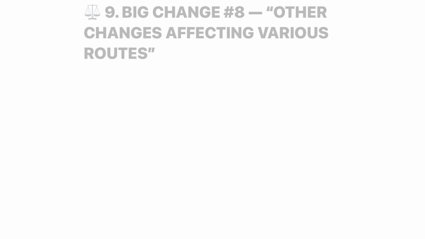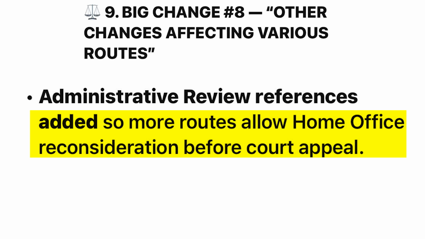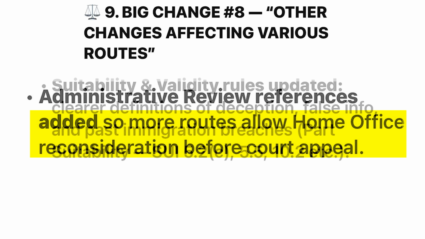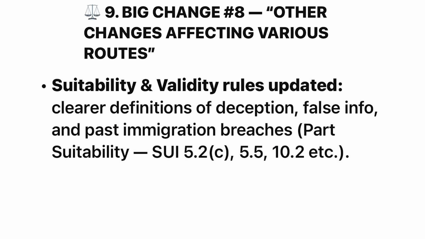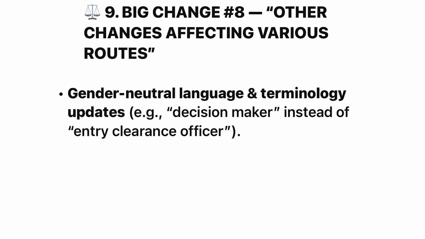Now there were other smaller changes that are not major, but I still need to just brush through them. So they added administrative review references so that more routes can now have an administrative review to allow Home Office reconsideration before court appeal. They updated the suitability and validity rules, clearer definitions of deception, false info, and past immigration breaches. They did cross-reference fixes, gender-neutral language and terminology updates. They used decision maker instead of entry clearance officer. Sometimes it's just the language and the wording of certain things that they've changed. It doesn't really mean that they've changed the rule. It's just the wording to meet up with current trends.